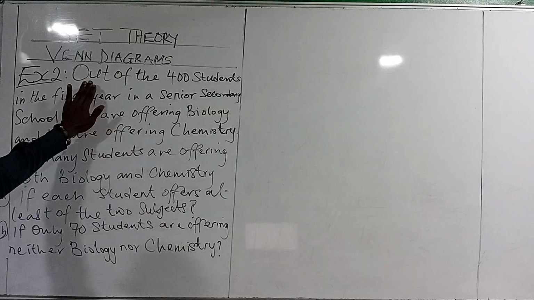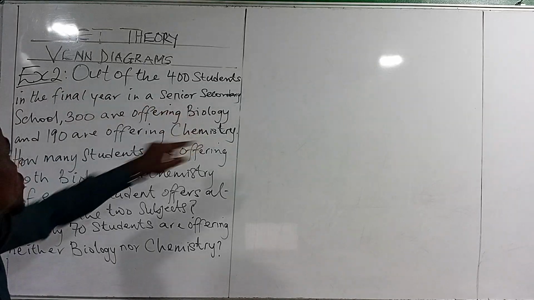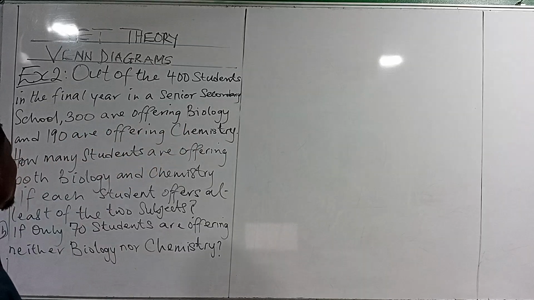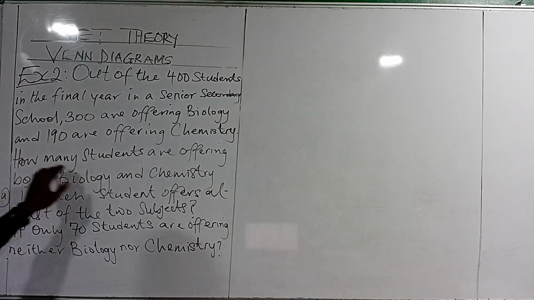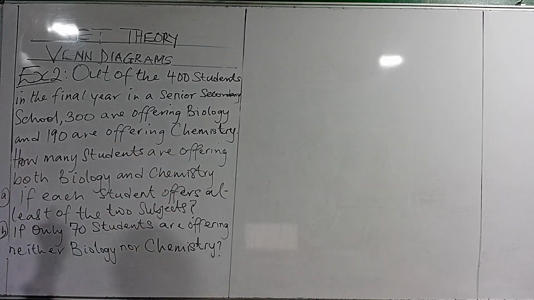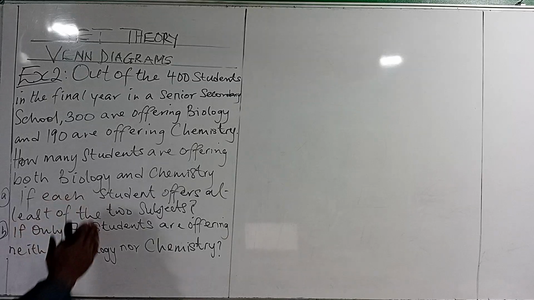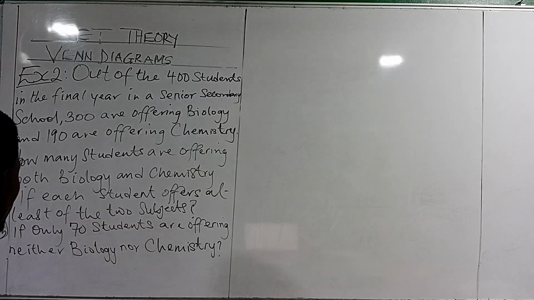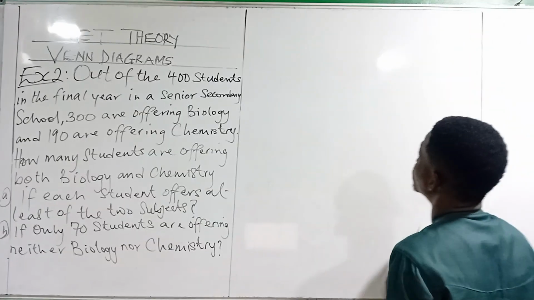Okay? Now, out of the 400 students in the final year in the secondary school, 300 are offering biology, and 190 are offering chemistry. So, how many students are offering both biology and chemistry? Now, if each student offers at least one of these two subjects, then B, if only 70 students are offering neither biology nor chemistry. It's very simple. Just look at me.